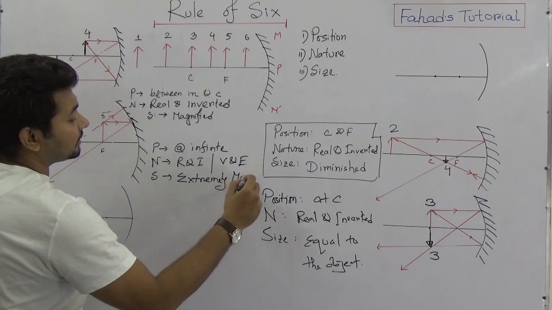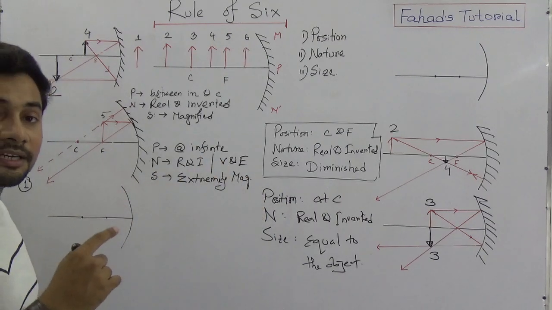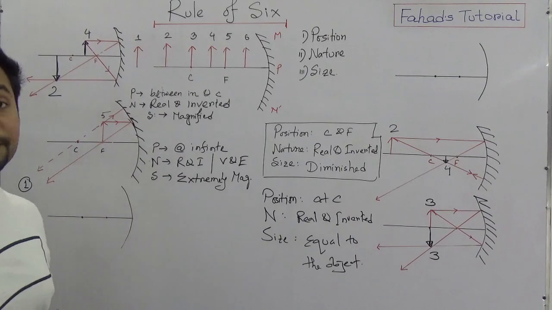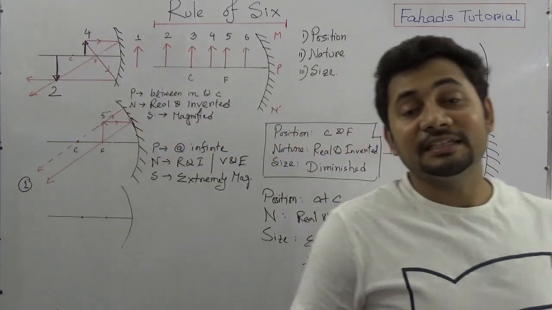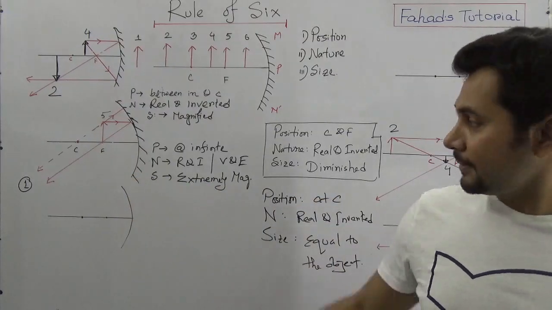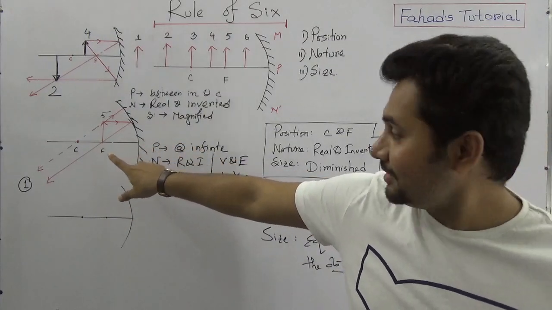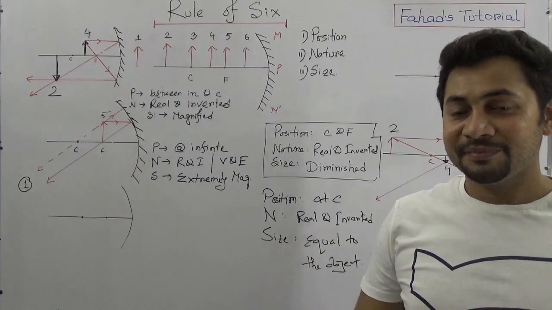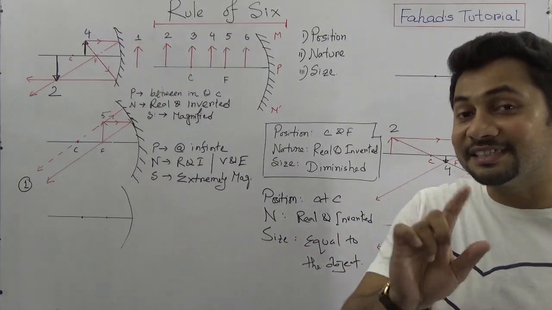And the size is extremely magnified, because the image is forming at infinity, so we can't see it, so a very big or extremely magnified image will be formed. So I hope the explanation of this image is understandable. Now think about the last part, the sixth one.